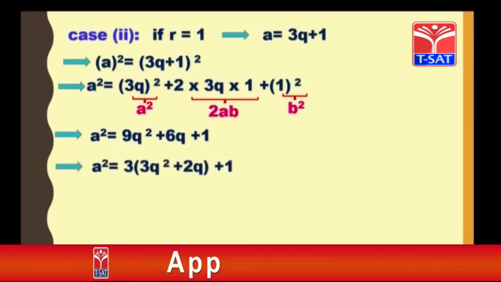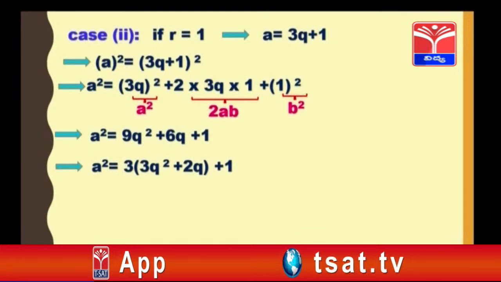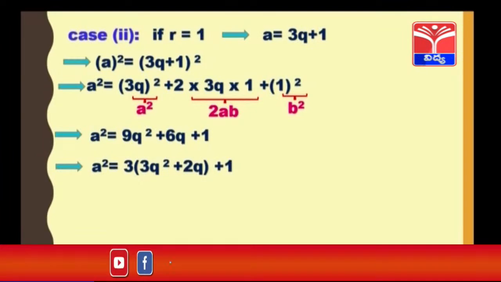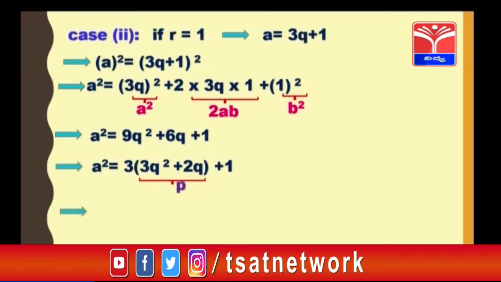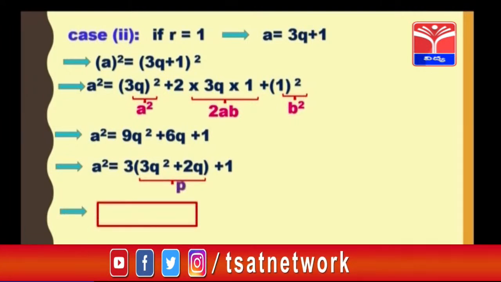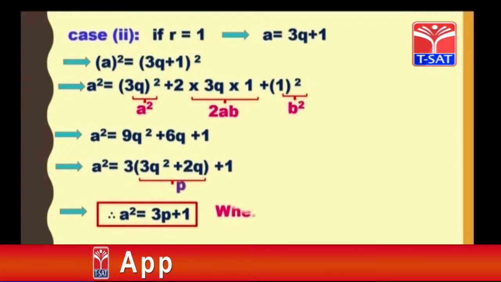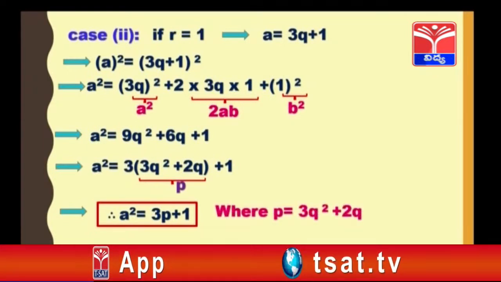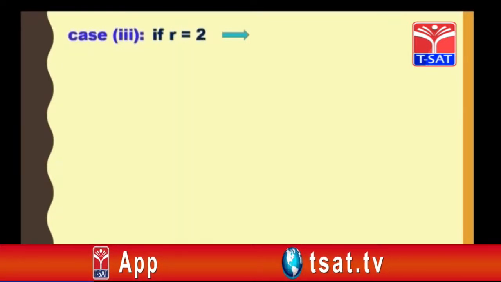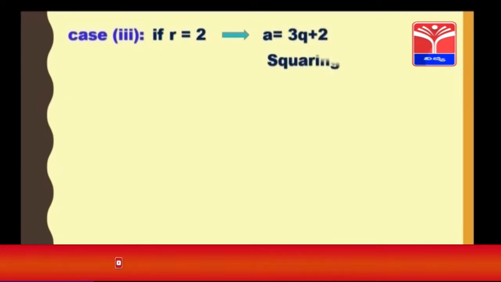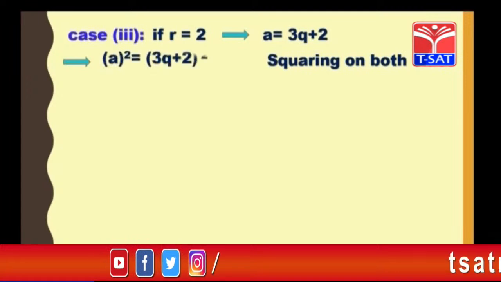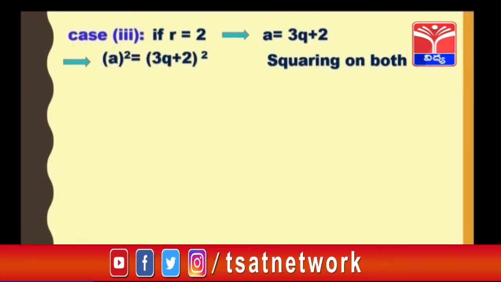A square is equal to, if I take 3 common from the first 2 terms, then I can write it as 3 into 3q square plus 2q, plus 1. So whatever is in the brackets I can take as p. Then I can write a square is equal to 3p plus 1, where p is equal to 3q square plus 2q. If r is equal to 2, a is equal to 3q plus 2. Again squaring both sides, a square is equal to 3q plus 2 whole square.